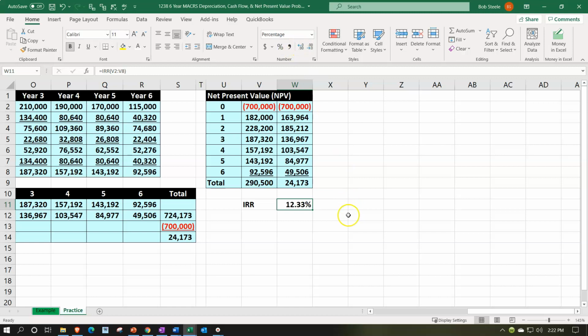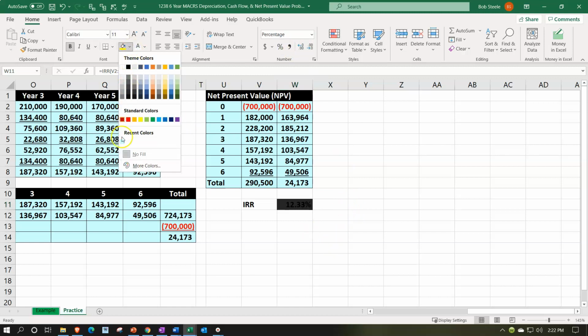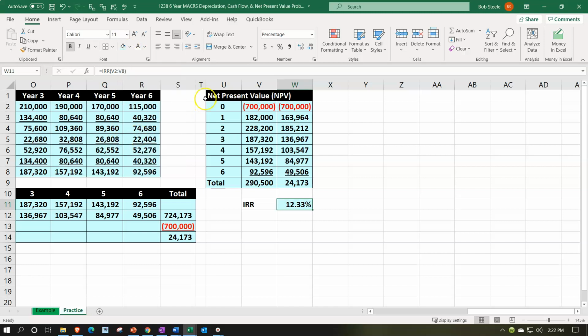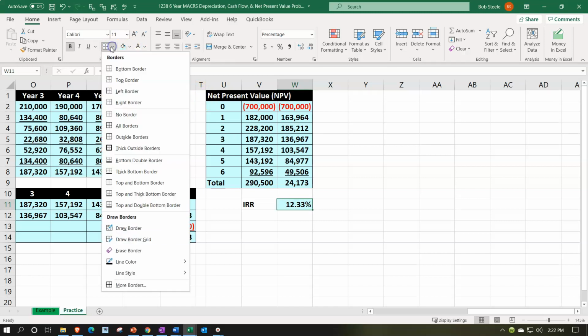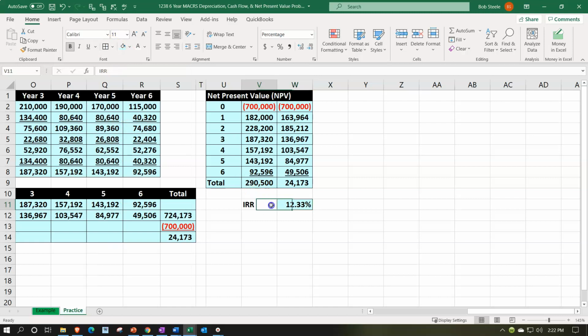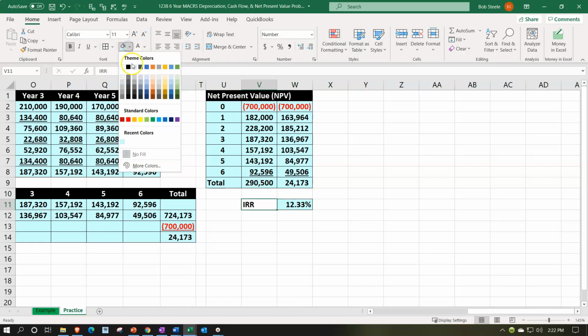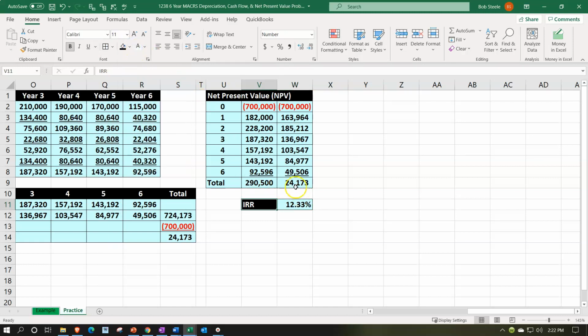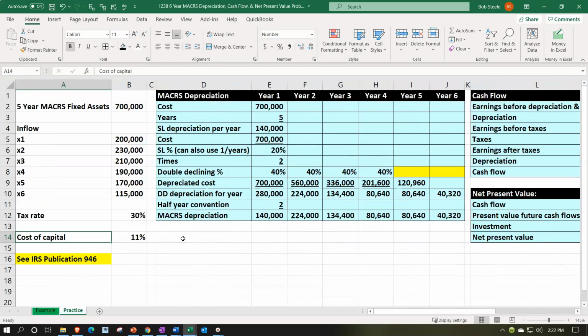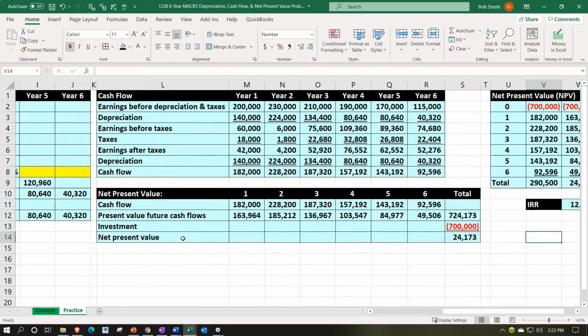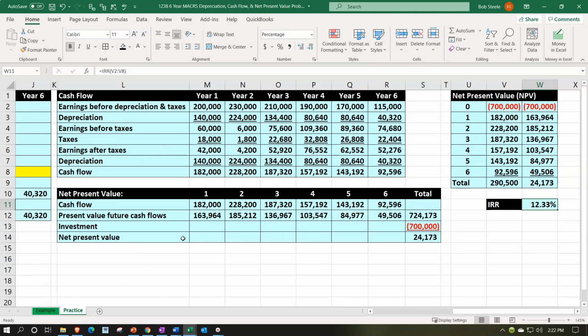So we're looking at a 13.33% return, the IRR, the internal rate of return, as the rooster would say. Then I'll make this black and white. So we know we cleared the rate that we wanted. What was the rate we wanted again? 11%. And we're actually at the internal rate of return of 12.33.